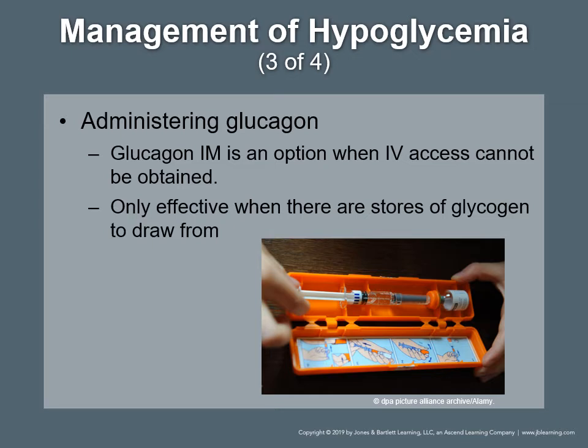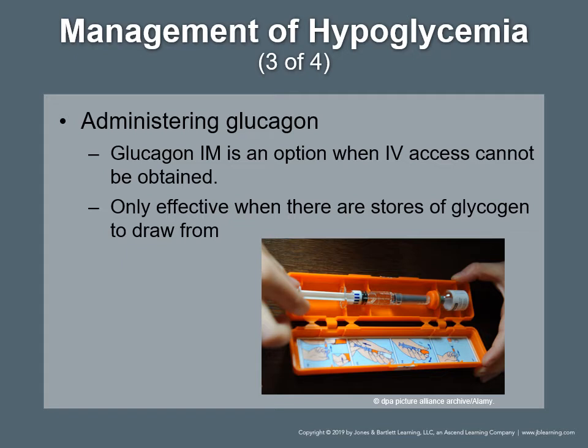Administering glucagon. Glucagon IM is an option when IV access cannot be obtained in hypoglycemic patients. Glucagon is only effective when there are stores of glycogen to draw from. It is supplied in 1 milligram ampules.